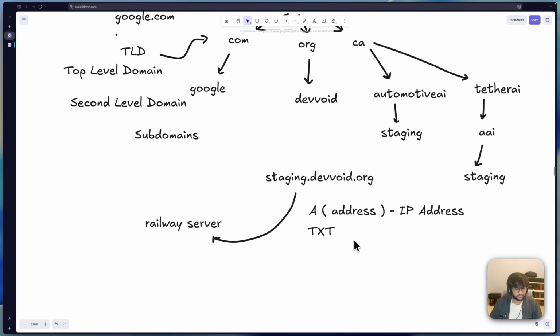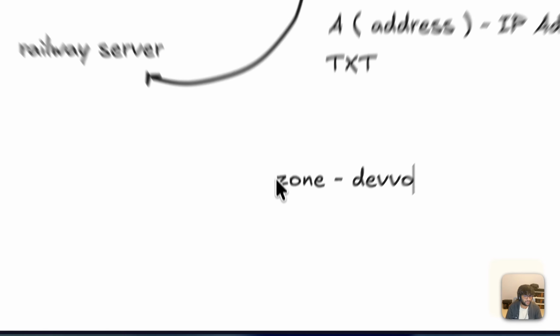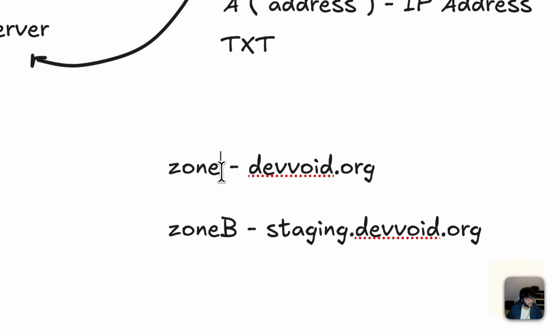Right. Now we can also point to other places. That's very important to understand. A zone doesn't have to be fully encompassing everything within a domain. For example, I can have a zone whose purpose is everything under DevVoid.org. That's always there. But I can have one more zone under that whose records showcase everything within staging.automotiveai.ca. Zone A, zone B, let's call it. Okay.